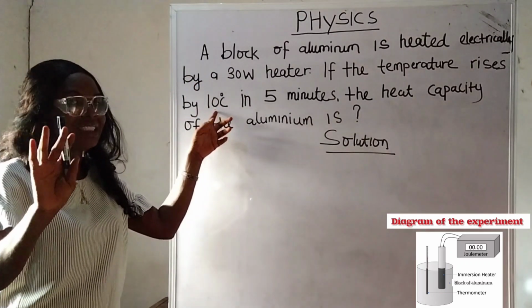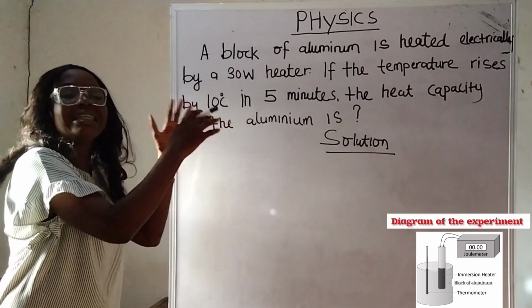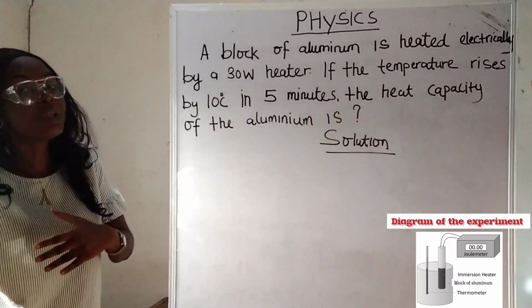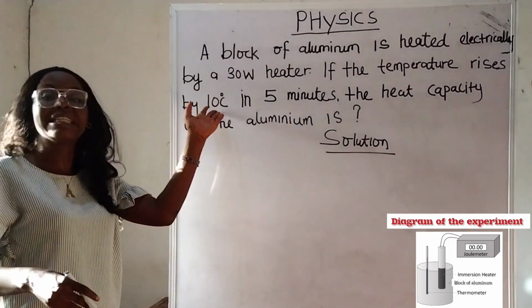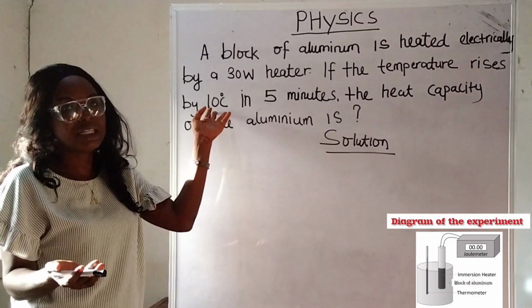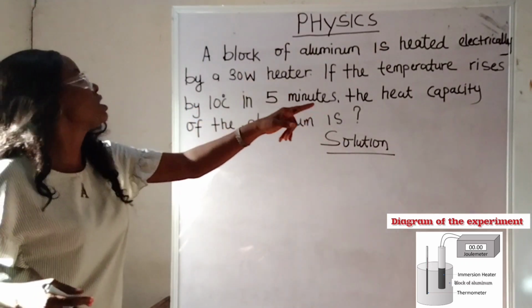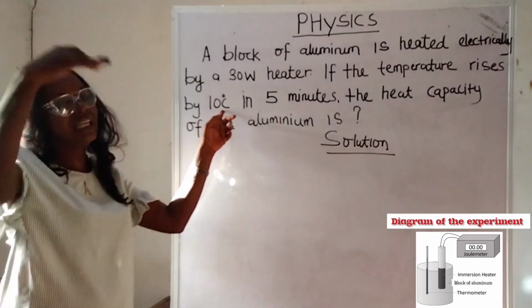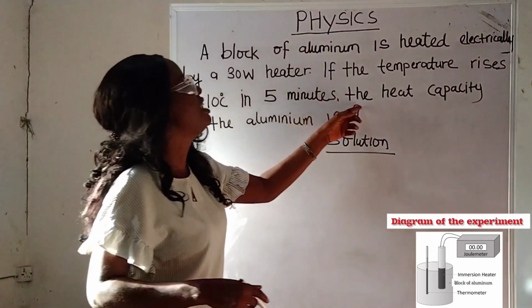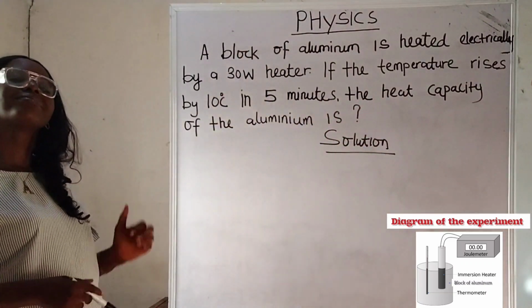Now, let me say this. Note this. Whenever they give you one temperature in a question like this, that means they have already done theta 2 minus theta 1. So what do you do? You use the temperature like that. There's no need to subtract. It's only one, so you can't subtract. They have done the theta 2 minus theta 1. Okay, so they say the temperature rises by 10 degrees Celsius in 5 minutes. Now the question is, the heat capacity of the aluminium is.